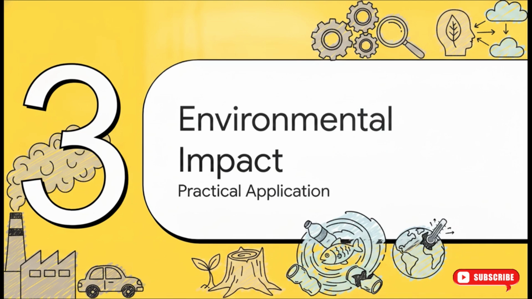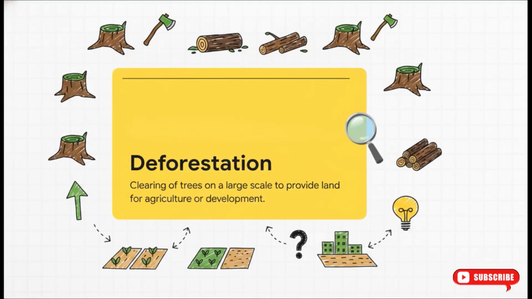Section 3, Case Study on Environmental Impact. We'll start off by just setting a baseline definition so we're all on the same page. Deforestation is the clearing of trees on a large scale, usually to provide land for agriculture or development. Boom, that's your core AO1 knowledge.